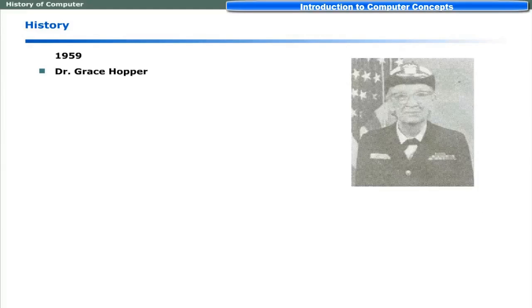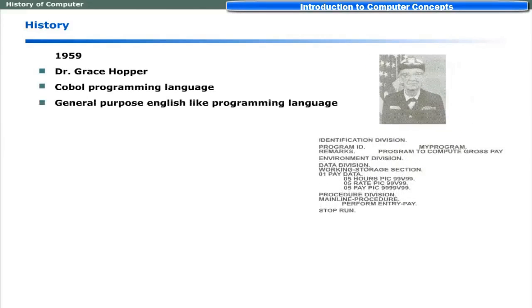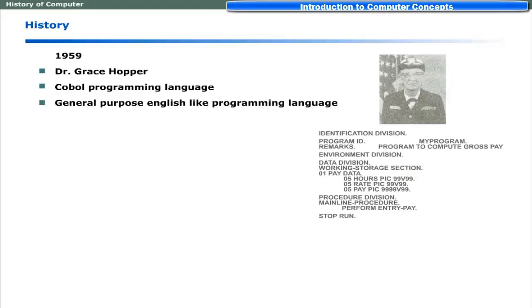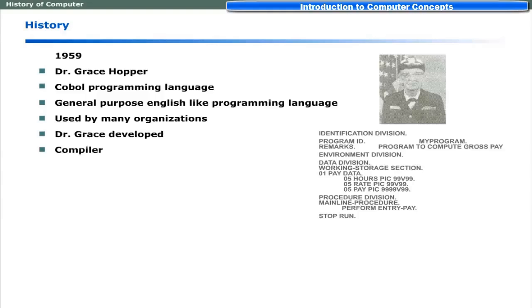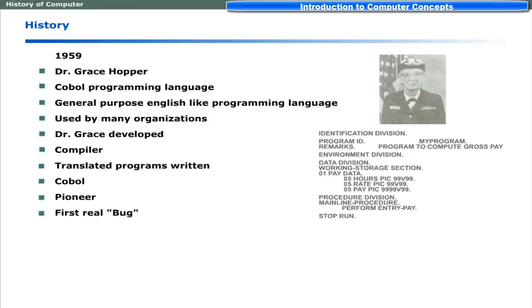Hopper conceived the idea of the COBOL programming language. It was a general-purpose English-like programming language that is still used by many organizations. Dr. Grace developed a compiler that translated programs written in COBOL to run on a variety of computers. She is also the pioneer who found the first real bug in a computer. Programmers debug software to find out errors or bugs in their programs.